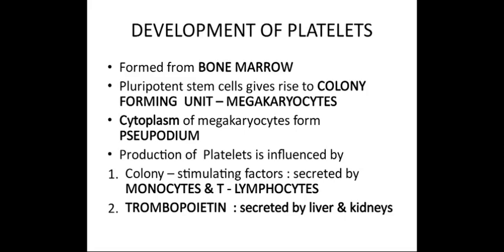Production of platelets is influenced by colony stimulating factors and thrombopoietin. The colony stimulating factors are secreted by monocytes and T lymphocytes. The thrombopoietin is a glycoprotein. It is like erythropoietin. It is secreted by liver and the kidneys.